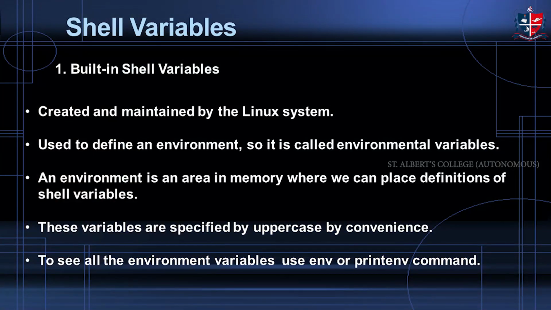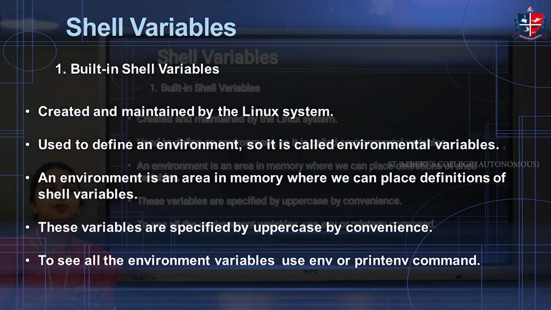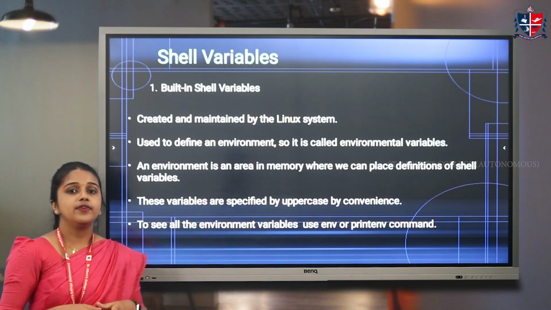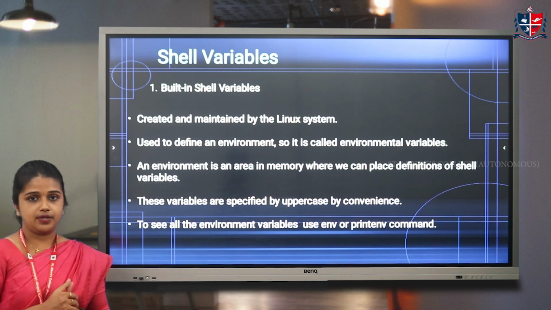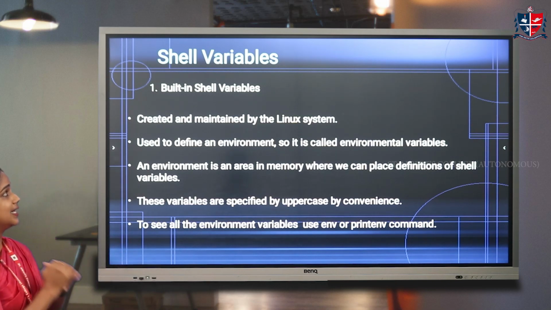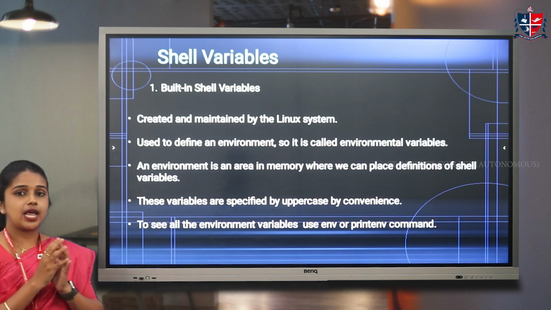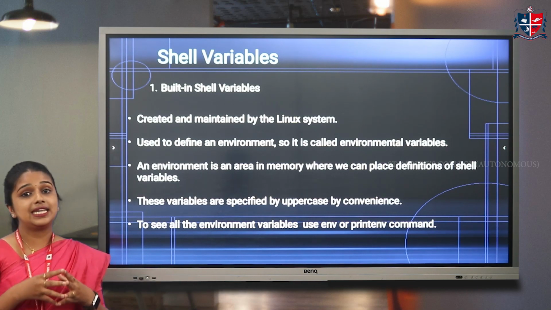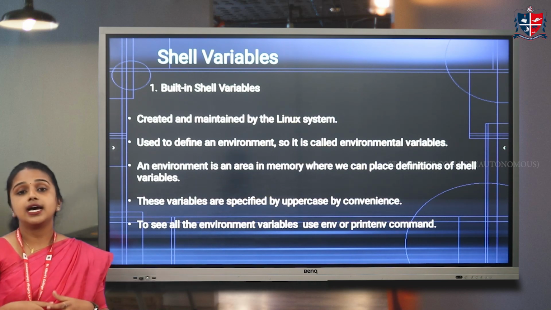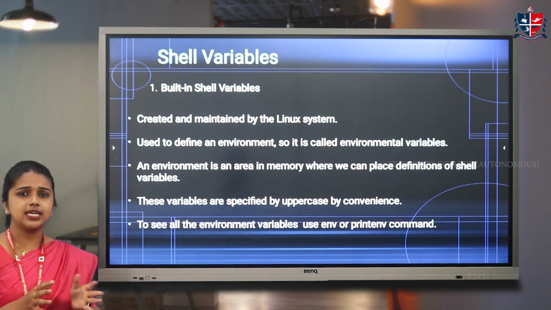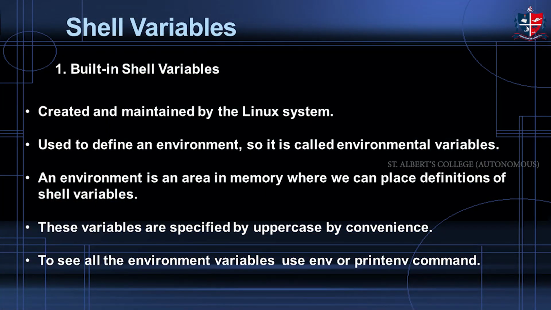Next, in shell script, we have variables for storing data. We have two types of variables in Linux: built-in shell variables and user-defined variables. First, we'll see what built-in shell variables are. Built-in variables are created and maintained by the Linux system. They are system variables and are used to define environments. An environment is a memory space which we use to define the shell variables, so they are known as environment variables.